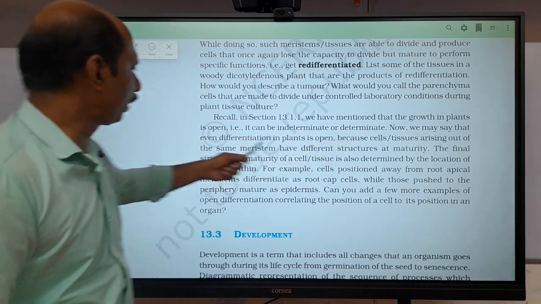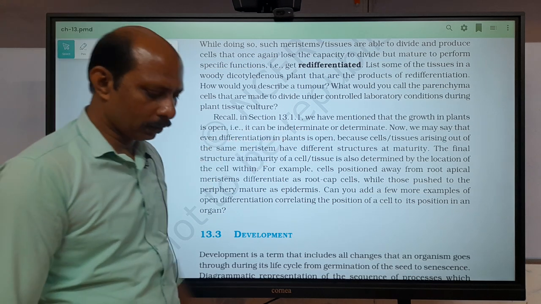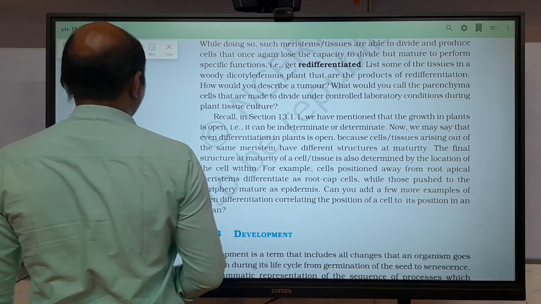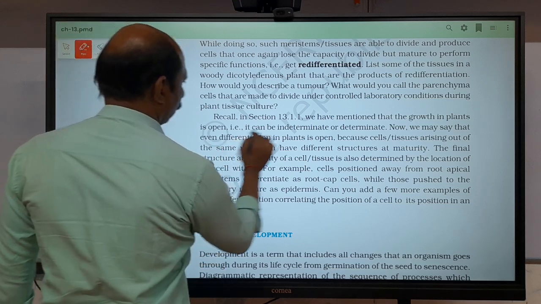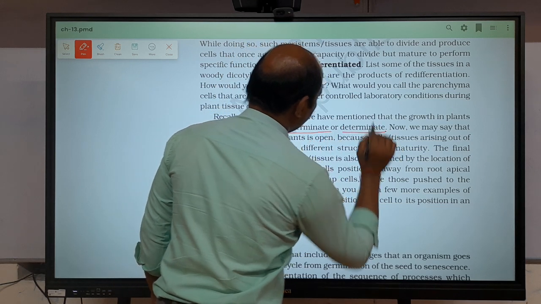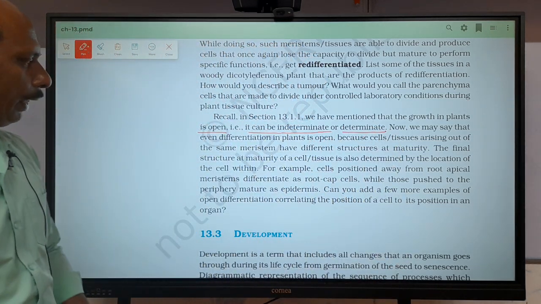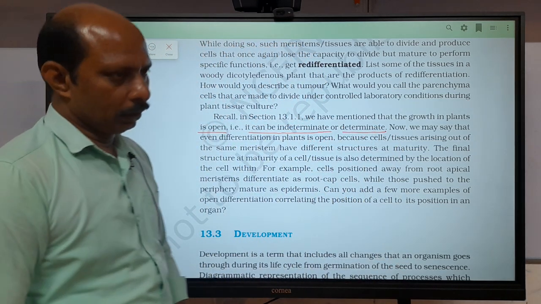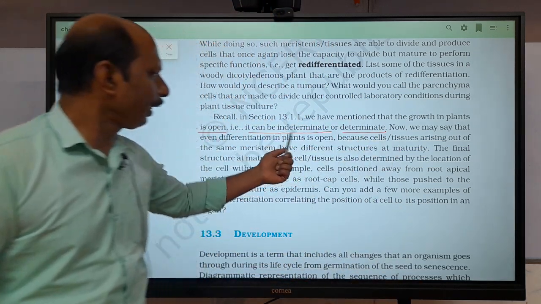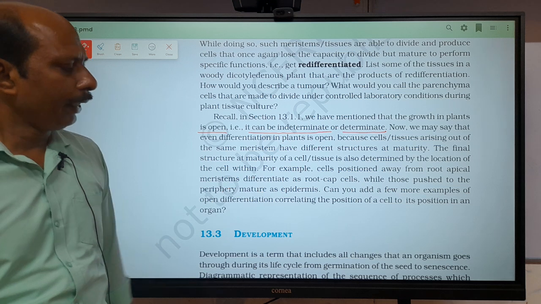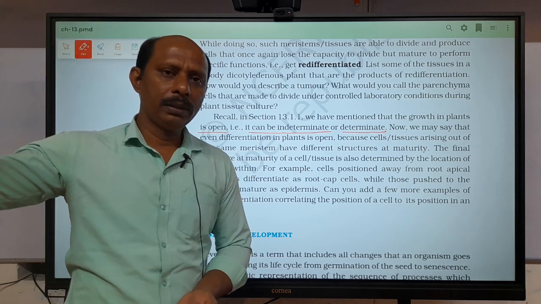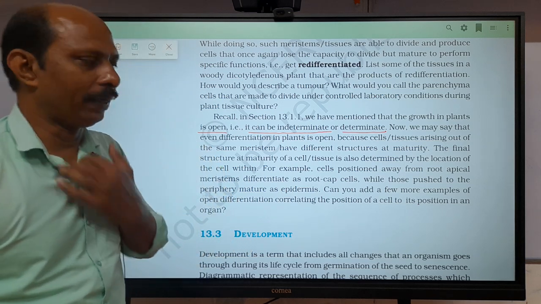Recall in section 13.1.1, we will see this one. We have mentioned that growth in plants is open. Open means what? It can be indeterminate or determinate. It is given here. Look, growth in plant is open and it can be determinate or indeterminate, right? Open means continuous new cells are added. Now determinate and indeterminate means what? Indeterminate means we cannot determine how much time, that means it is not determined, right?